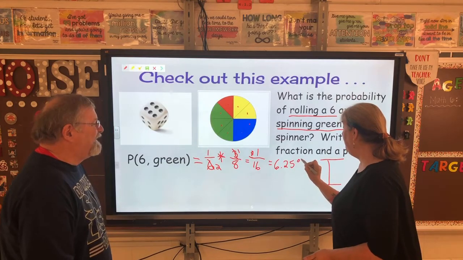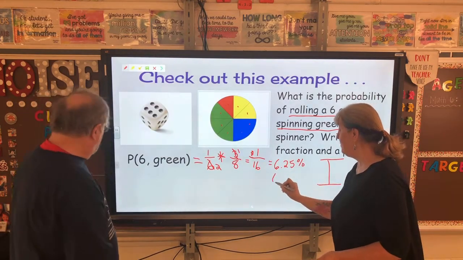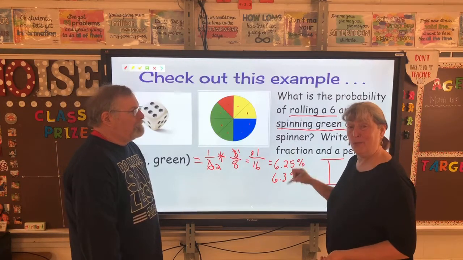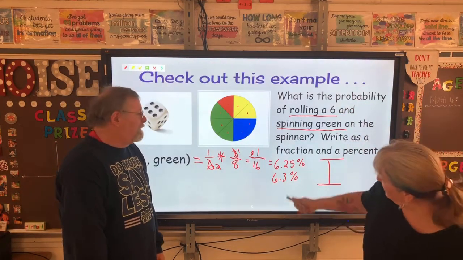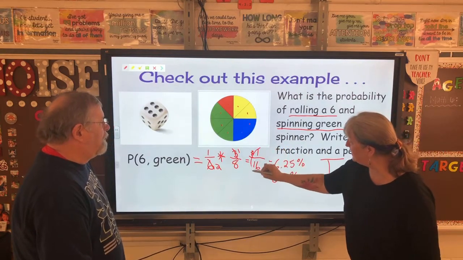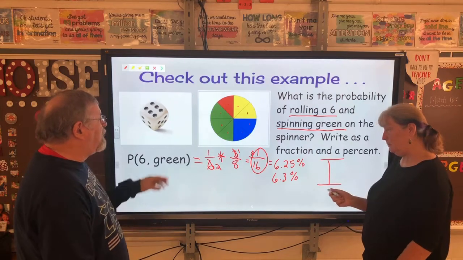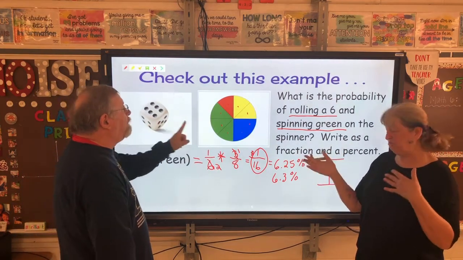6.25%. I'm a person that sometimes does my rounding to just a tenth. So I would probably, as a teacher, accept either one of those two. But anyway, there is our fraction, 1 out of 16, or 6.25%. And remember, it was independent because this had nothing to do with that.